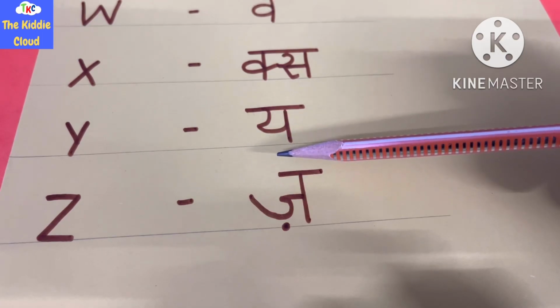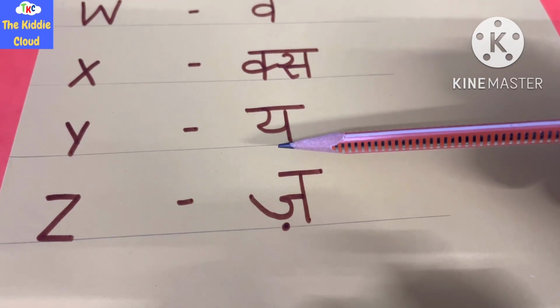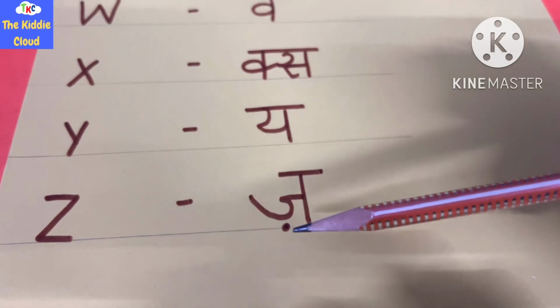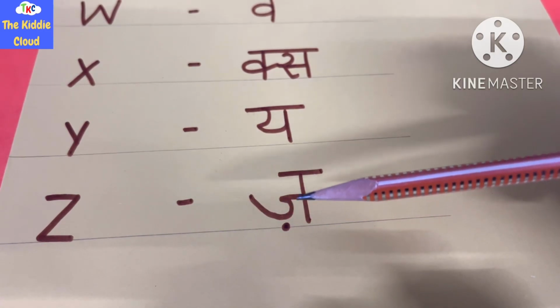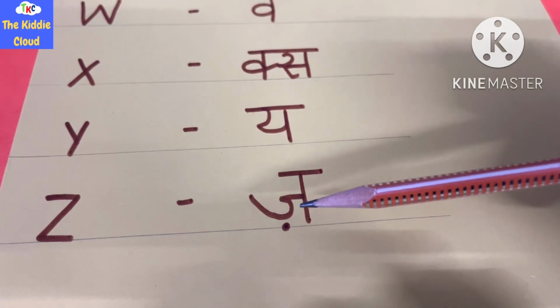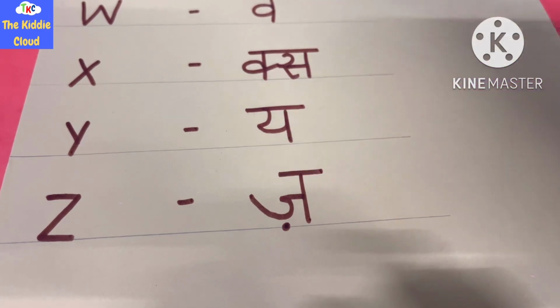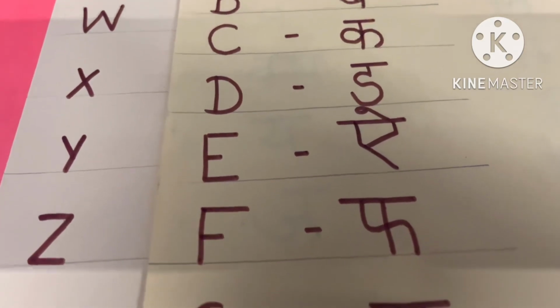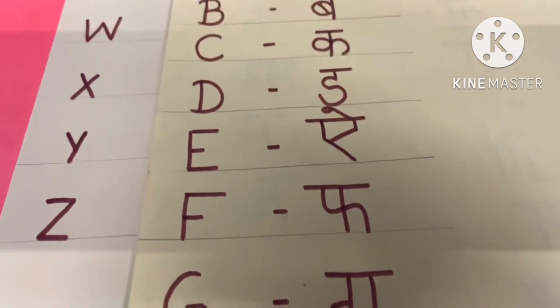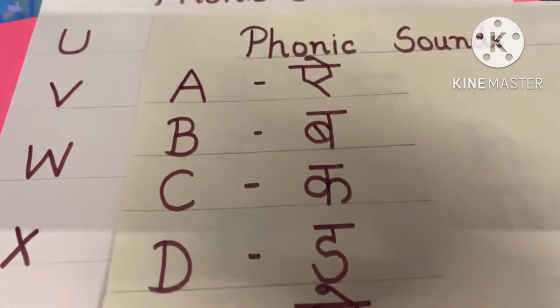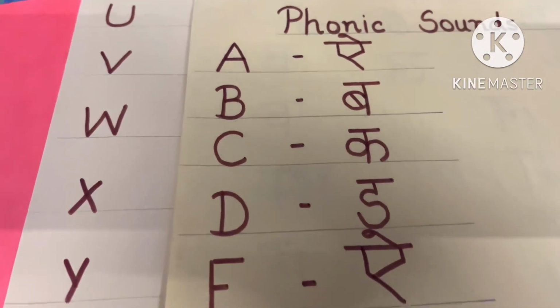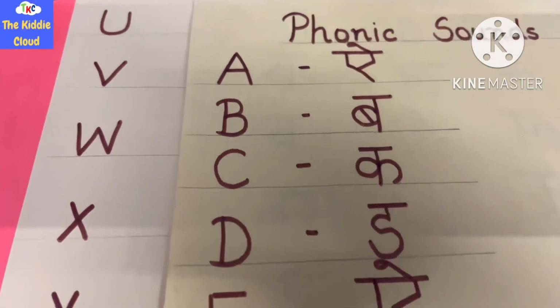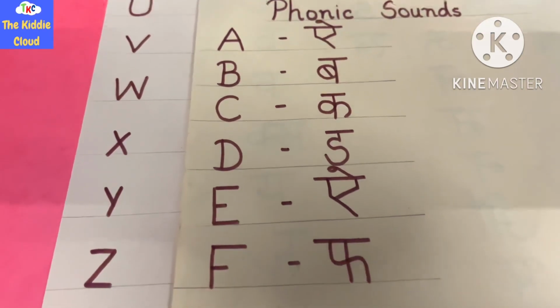Y says, yo-yo. Z says, zebra. So these are the phonic sound of all the letters, 26 letters in relation with Hindi Akshar. The only motive of this video is to explain to you how you can help your child understand the phonic sound in relation with these Akshar. Actually, it becomes really easy when you explain it to them in this way.